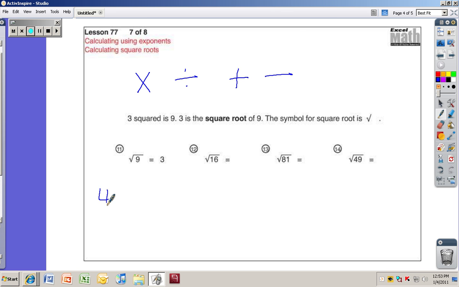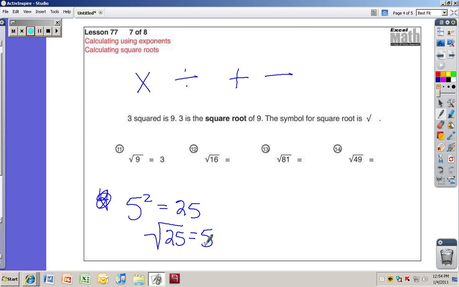Let's do 5 squared is equal to 25. So the opposite of doing that, we'd say, is the square root, and that's what this symbol means. The square root of 25 is equal to 5. Just going in the other direction.